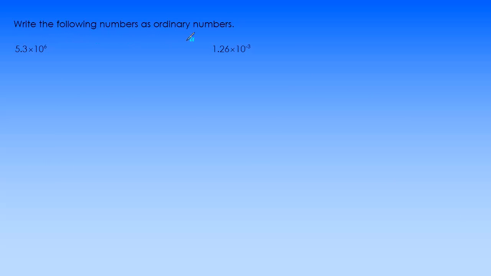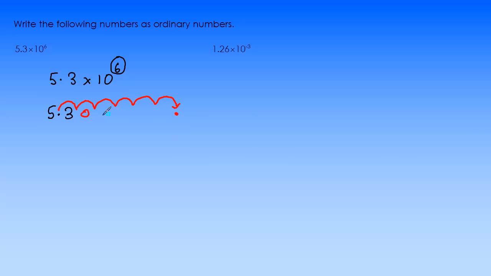We want to write the following numbers as ordinary numbers, so we're starting with 5.3 times 10 to the 6. Now with this one, because the index here is positive, we know that the original number was more than 10. So we're going to move the decimal point 6 places in such a direction as to make the number bigger. In other words, we're going to go this way. 1, 2, 3, 4, 5, 6. So the point is going to need to go just here.